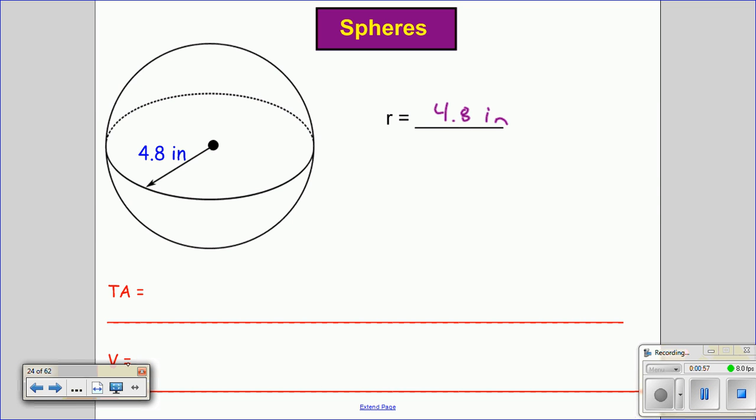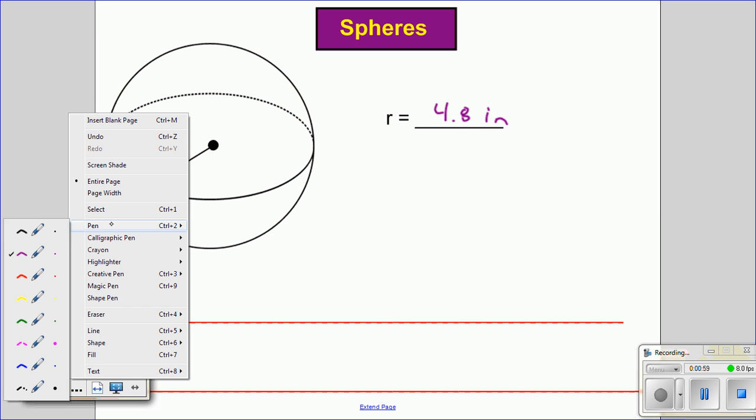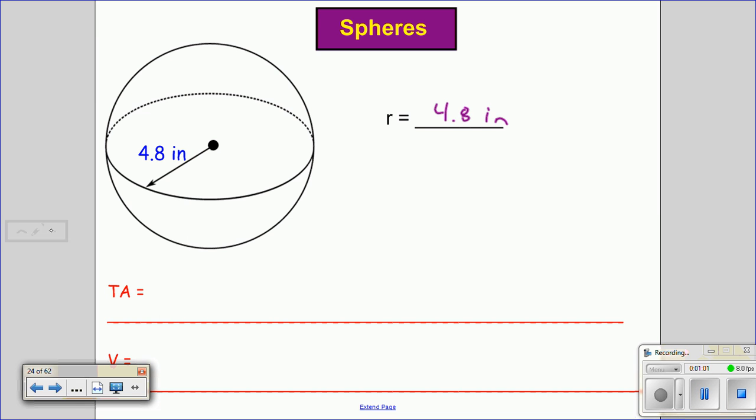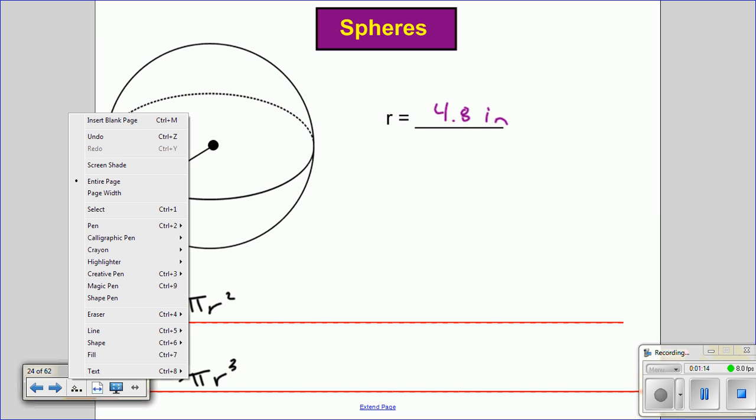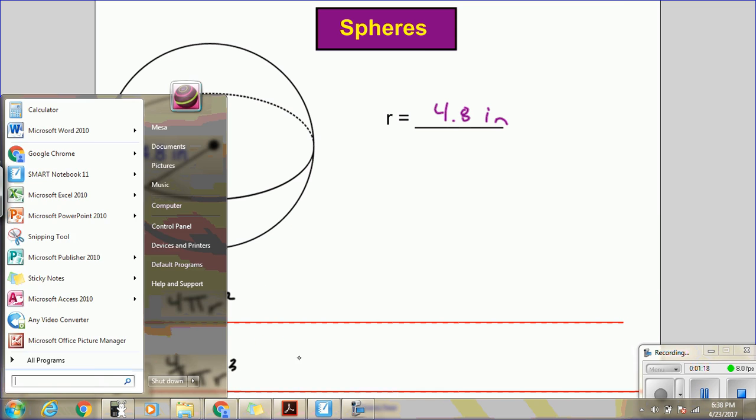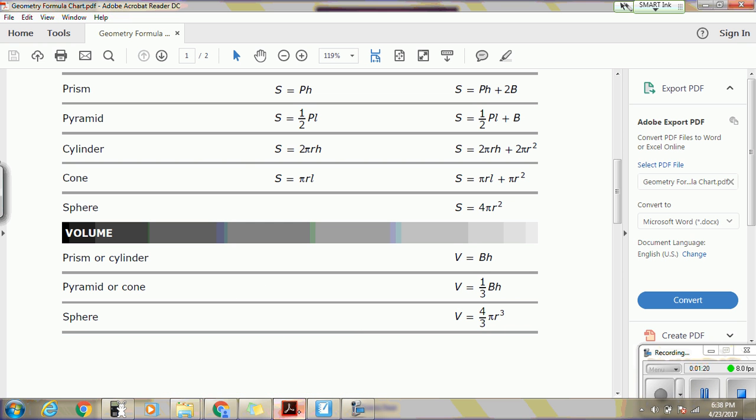So let's write this down before we forget. Surface area was 4 times pi times radius squared. For volume, it was 4 over 3 times pi times radius cubed. Let's double check to make sure we wrote those right. Yes and yes, good.